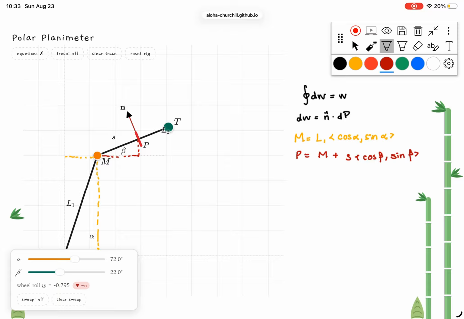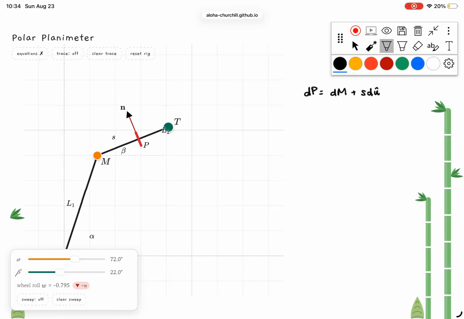We can express this unit vector cosine beta, sine beta as a unit vector u in this case, which will be perpendicular to our normal vector. And so we can draw it here. It's just the vector that goes along in the direction of the tracer arm. And so if we simplify that out, we can say P equals M plus S times this vector u, which is in the direction of the tracer arm. Then if we take the derivative of P, dP, which is that tiny nudge, this is dM plus S dU.